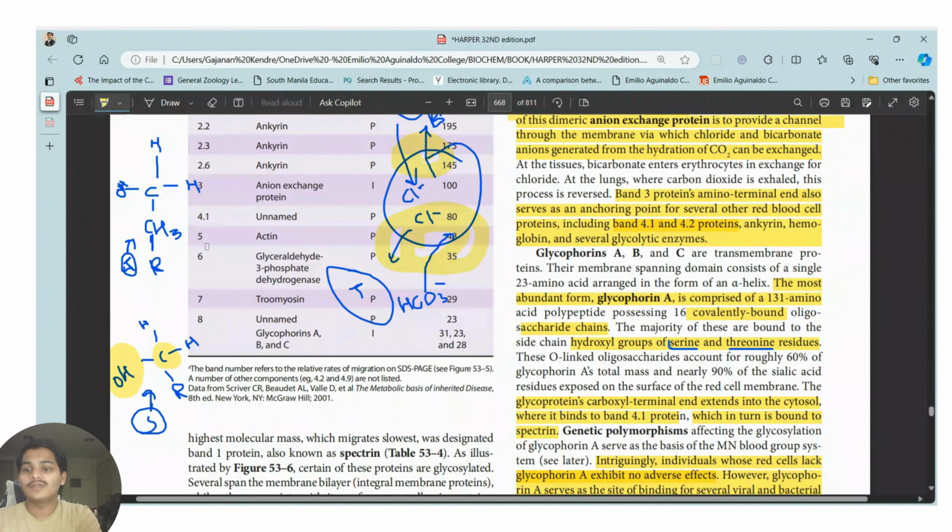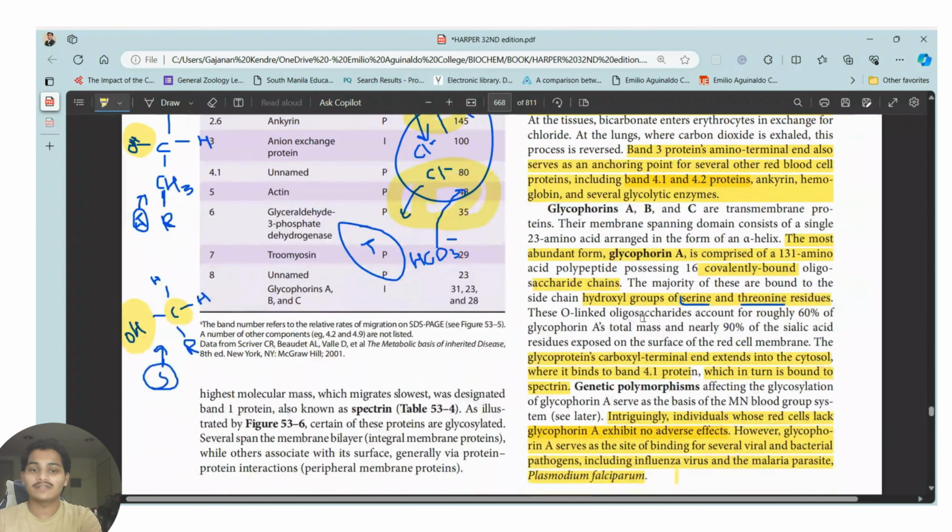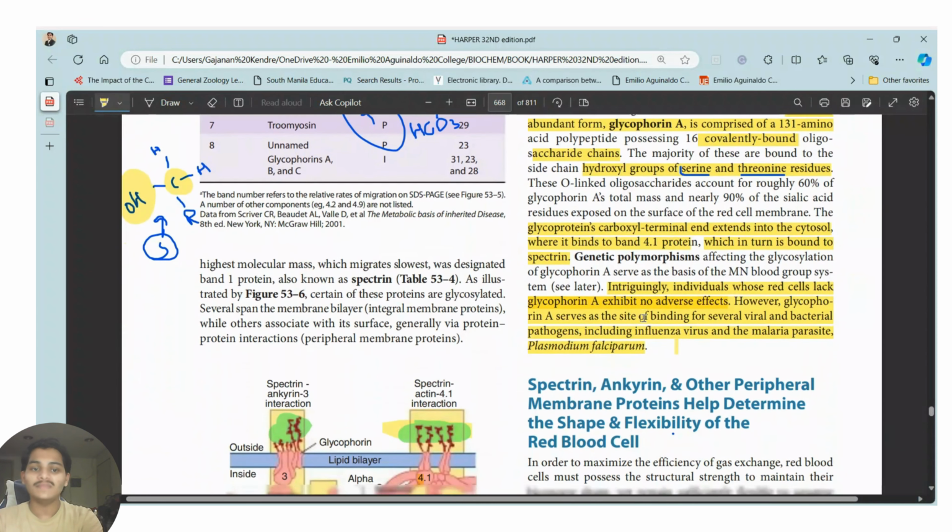Similarly, in the case of threonine, this is the structure of threonine. Instead of directly connecting R to this carbon, we add one methyl group, and this is termed threonine. Here is the hydroxyl group of the threonine, where the covalent bond forms and the oligosaccharides are attached. Then the carboxyl terminal of these glycophorins extends into the cytosol, where they bind to protein 4.1.